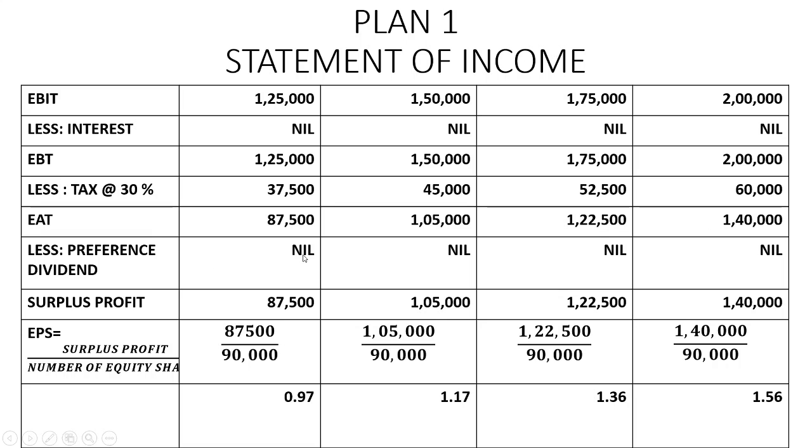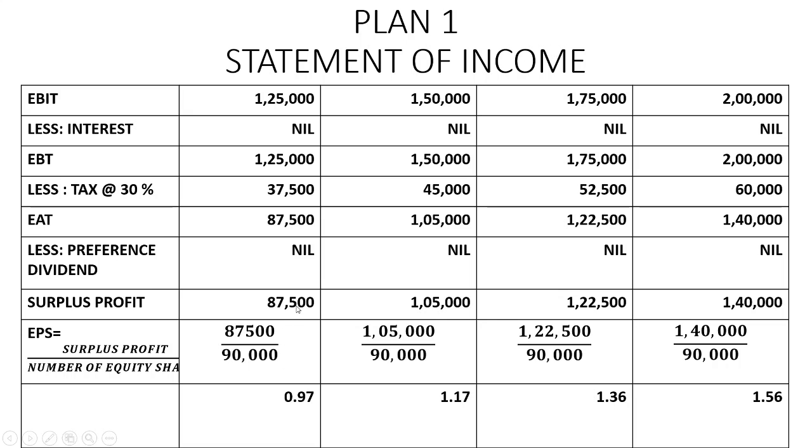Less preference dividend. In this case we are issuing only equity, so there is no question of preference dividend; it is nil. And the surplus profit is the same: 87,500, 1,05,000, 1,22,500 and 1,40,000. EPS, how do you calculate EPS? EPS is equal to surplus profit divided by number of equity shares. We know the firm is issuing only equity shares, so the number of equity shares is equal to 90,000.